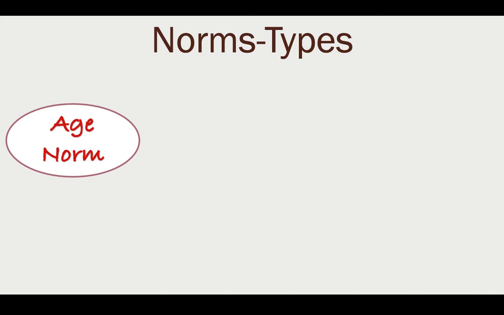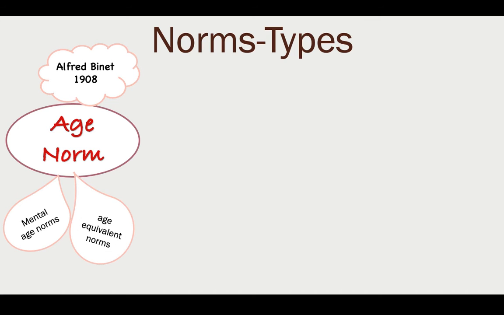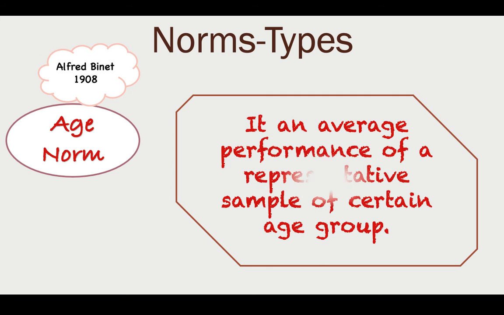In the field of education and mental measurement, we use four basic types of norms. Let us discuss them one by one. First, the age norm. The concept of the age norm was developed by the French psychologist Alfred Binet in 1908. It basically deals with mental age. This age norm is also known as mental age norms or age equivalent norms. The age norm is defined as the average performance of a representative sample of a certain age group on a measure of intelligence or any ability.